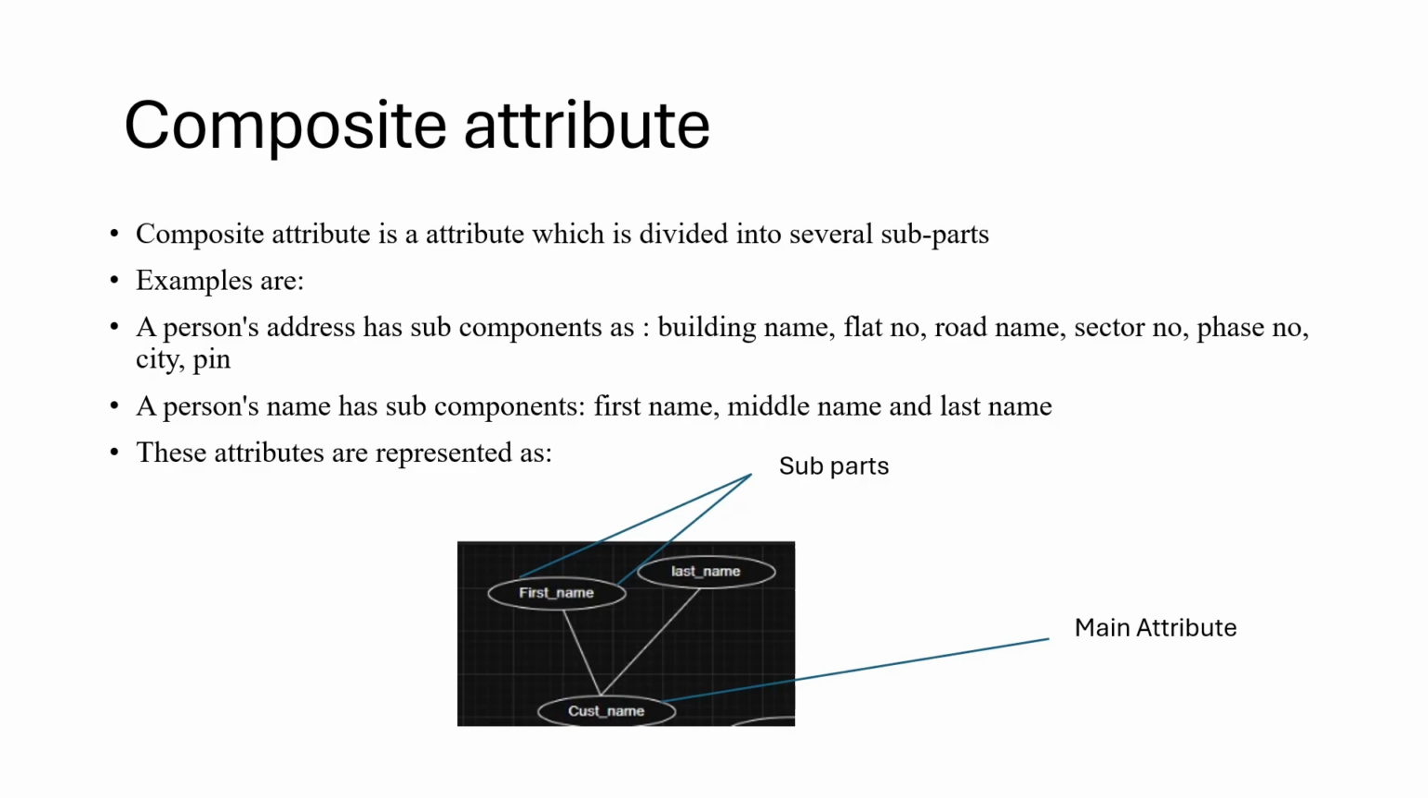For example, the composite attribute can be a person's address or a person's name. The name is divided into different subparts, that is first name, middle name and last name, and a person's address can be building name, flat number, then sector number, city, pin code. According to your need, you can divide the address attribute into different parts.